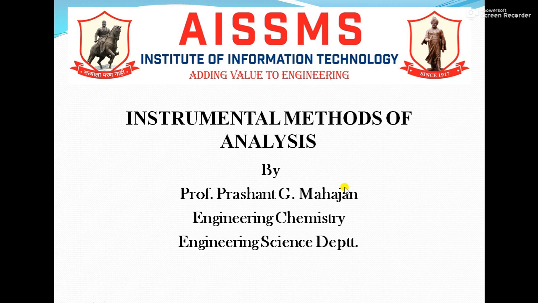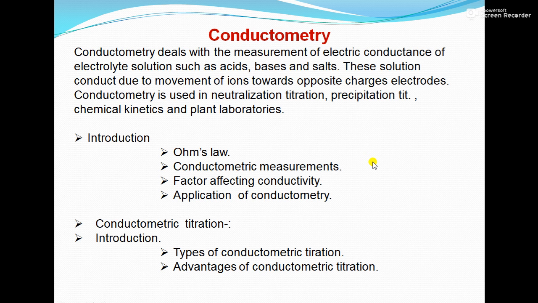So, in the previous two lectures, we have seen instrumental methods of analysis, and in that, we have seen electrochemistry and types of electrodes. So, today we are going to start a new topic, that is conductometry. What is conductometry? Conductometry deals with the measurement of the electrical conductance of an electrolyte solution such as acid, base, and salts. These solutions conduct due to the movement of ions towards oppositely charged electrodes. Conductometry is used in neutralization titration, precipitation titration, chemical kinetics, and plant laboratories.